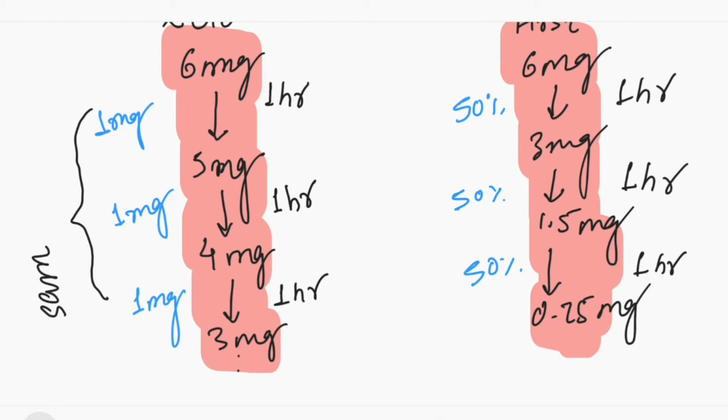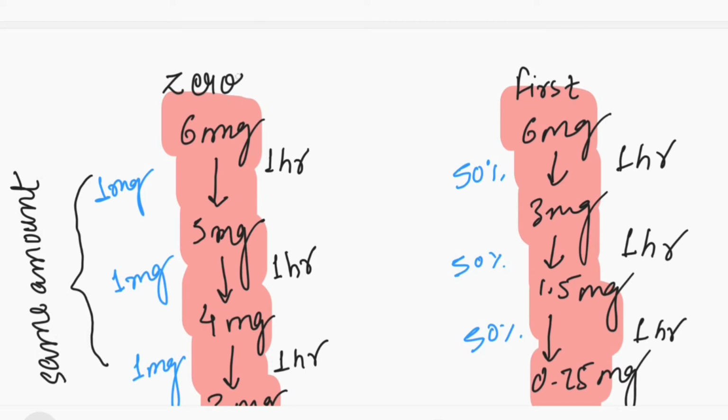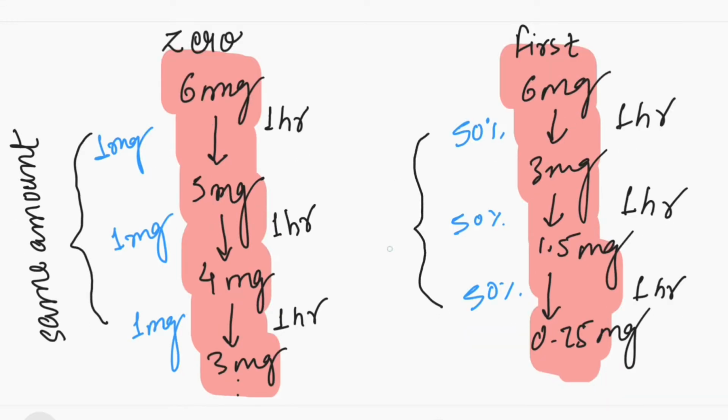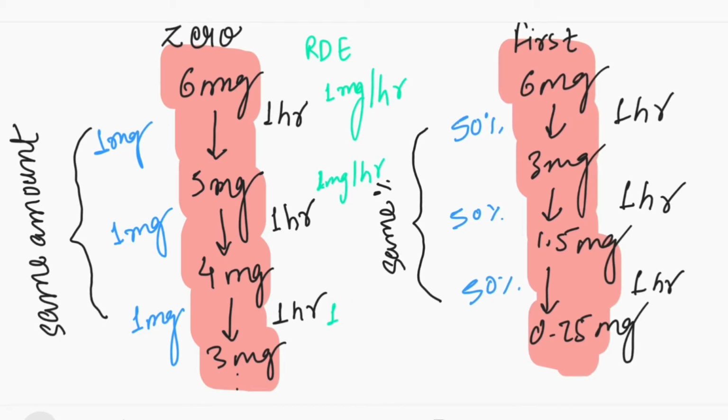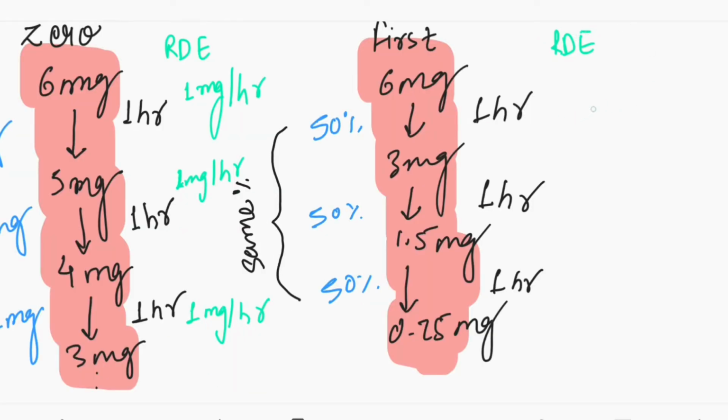Hence, we can say that the same amount of the drug is eliminated per unit time in case of zero order kinetics, and the same percentage or fraction of the drug in case of first order kinetics. So, the rate of drug elimination in the first case is 1 milligram per hour at every step. It means it does not depend upon plasma concentration. Looking at the second case, 3 milligrams of the drug is eliminated in the first hour, 1.5 milligrams of the drug is eliminated in the second hour, and 0.75 milligrams in the third hour.